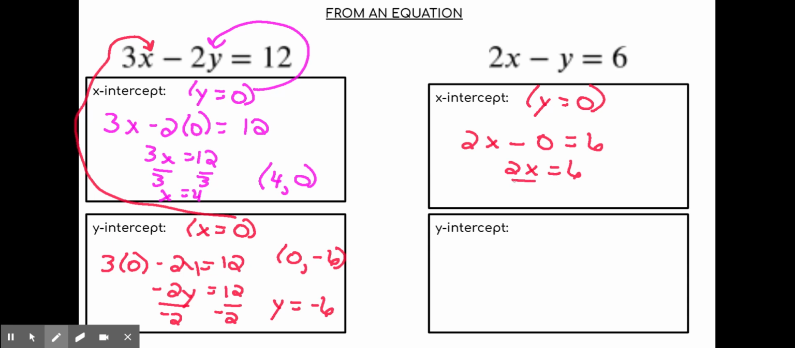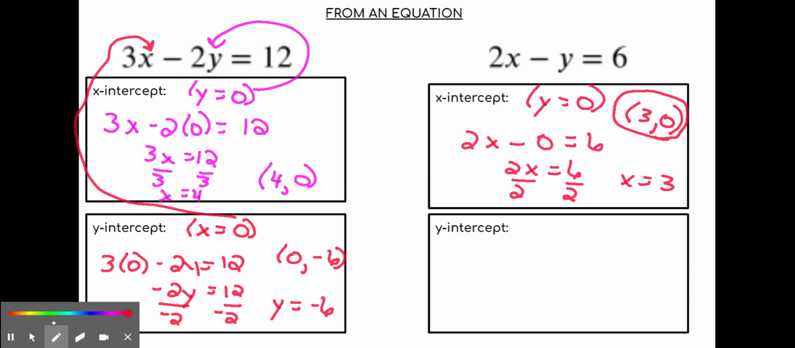I'm going to divide both sides by 2. And I get x is 3. So the ordered pair, or the coordinates of my x-intercept, is 3, 0. Okay, so my actual answer for my x-intercept is 3, 0. Now, for the y-intercept, what do I know about the x-coordinate of the y-intercept? X is 0, right?